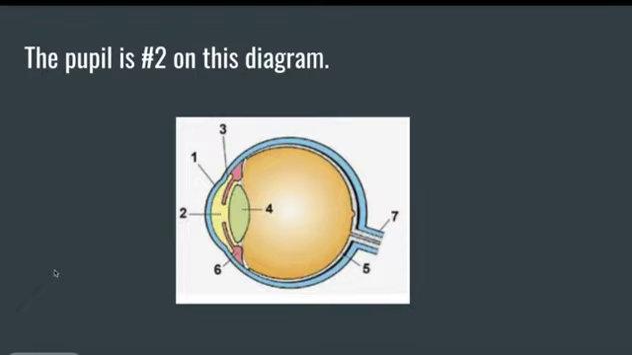So right now I want you to pause the video, and obviously we're not going in order, okay? Next to number 2, opening to the inside of eye, I want you to write the word pupil. It's right there on my screen, so it should be easy enough to do. So please do that now.